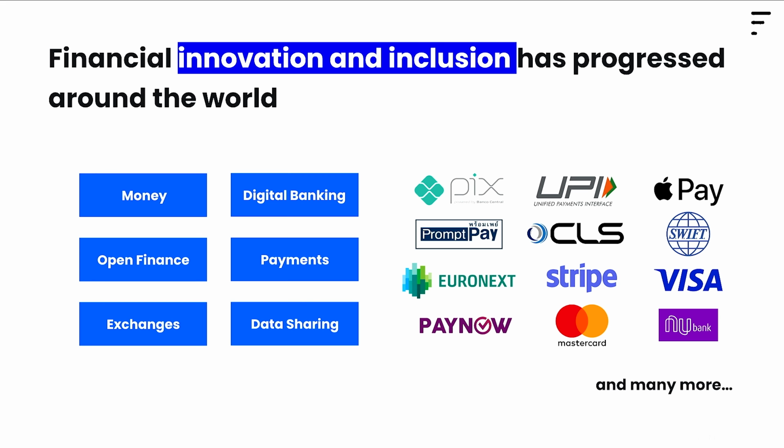Who doesn't use UPI here? Raise your hand. Okay, not a single hand, right?